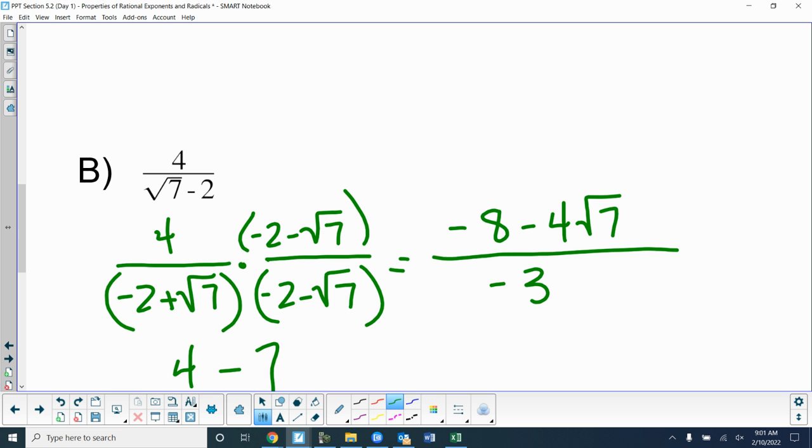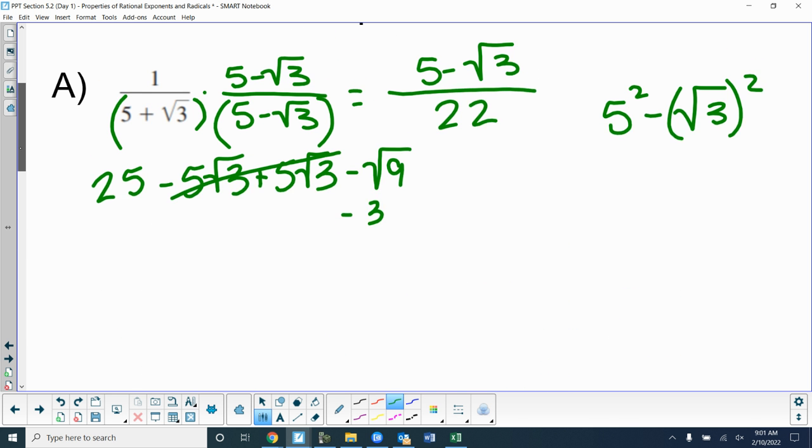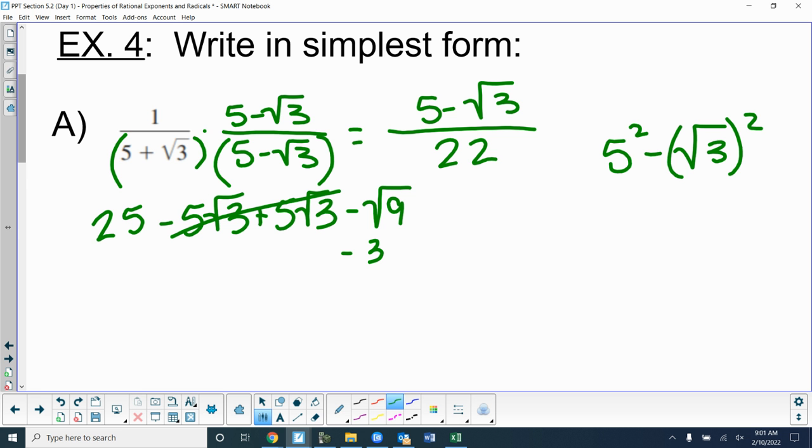Okay? So we put it in the right order, put the radical in the back. So that's a positive radical 7 and a negative 2. So that's why we wrote it like that. The negative 2 stays. Only thing that changes is it went from plus to minus. That's what we did with this one too. This was 5 plus radical 3. Only thing we changed was the plus to the minus.